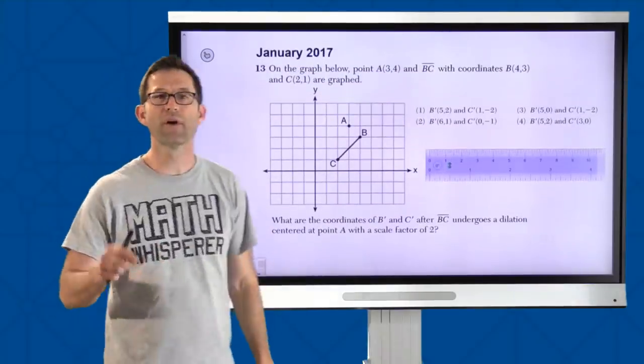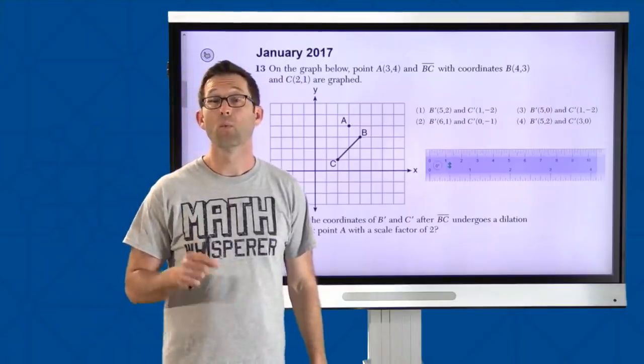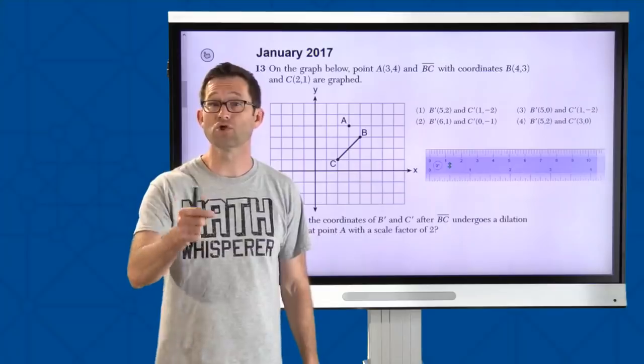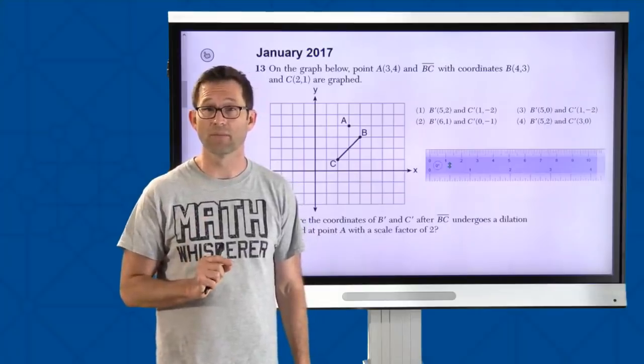Dilations preserve angle measurements, which means they preserve the shape of an object. Angles don't change, but distances do.